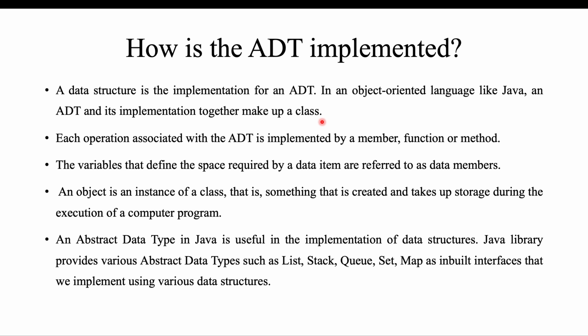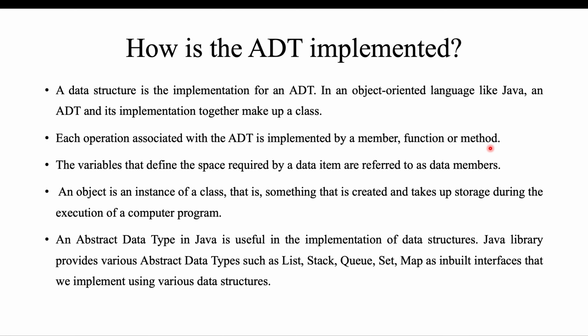So we have already talked about class in all our previous sessions. Whenever we are talking about a class, it is essentially an abstract data type together with the implementation. Now implementation primarily focuses on the data structure that it is going to use. So abstract data type along with the data structure will basically make up the class. Each operation associated with abstract data type is implemented by a member function or method.